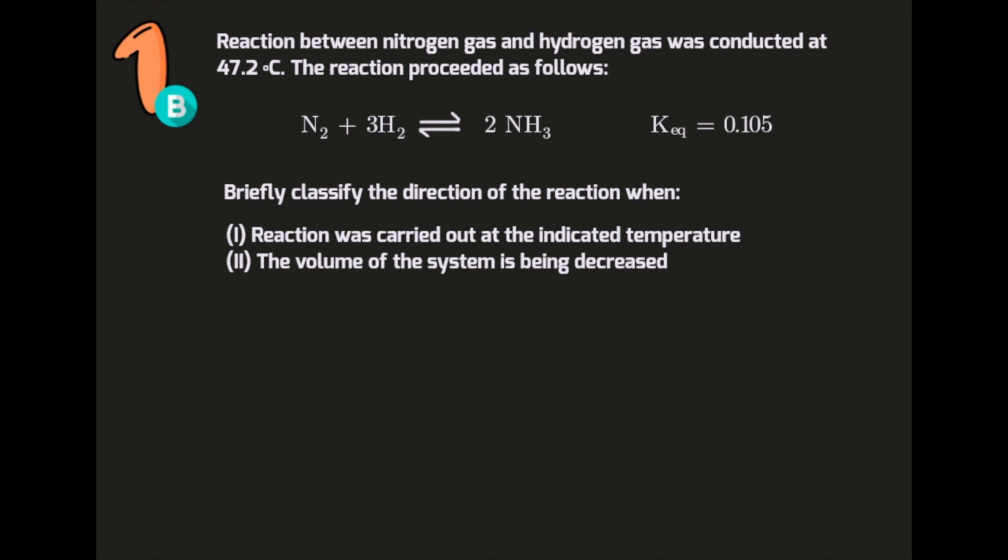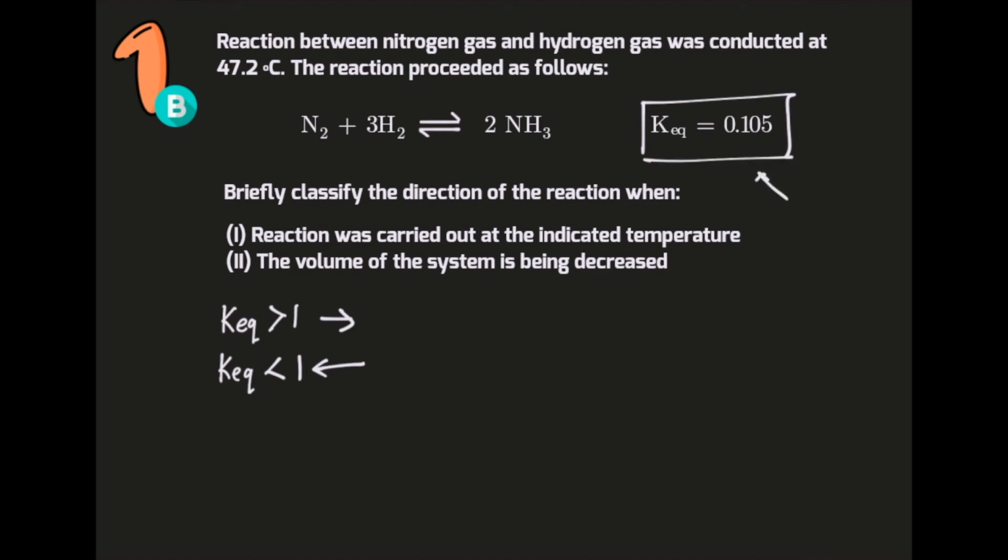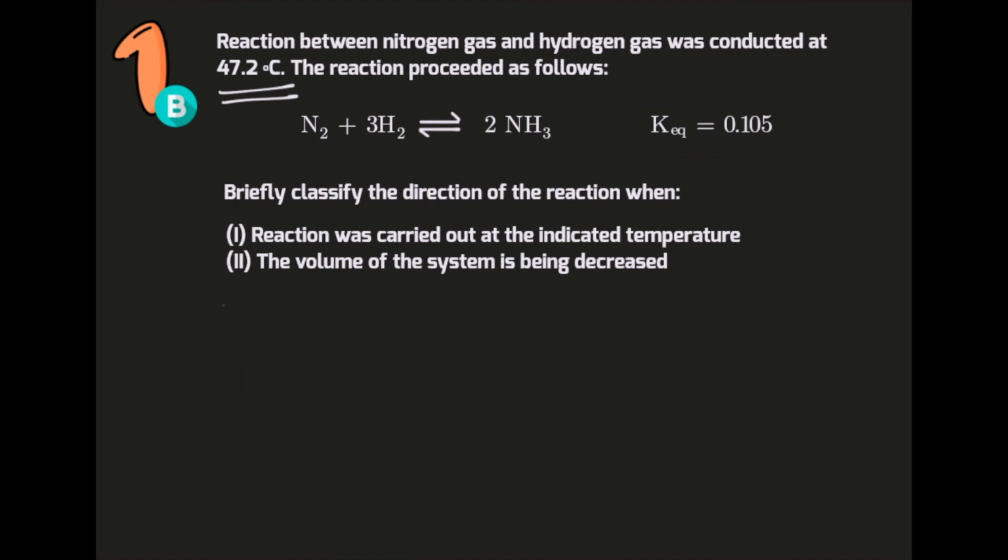Let's recap the theoretical part of the equilibrium constant. When your Keq is bigger than 1, it shall favor the forward reaction. But if your Keq is less than 1, therefore it shall favor the reverse reaction. In this question given to you, the Keq is equivalent to 0.105, which is obviously less than 1. Hence, if the reaction was carried out at the indicated temperature, which is 47.2 degrees Celsius, it shall favor a reverse reaction. Let's do part 2.